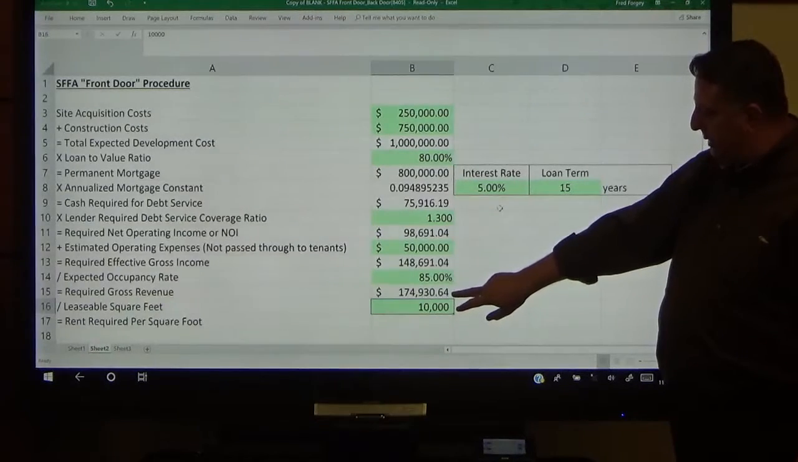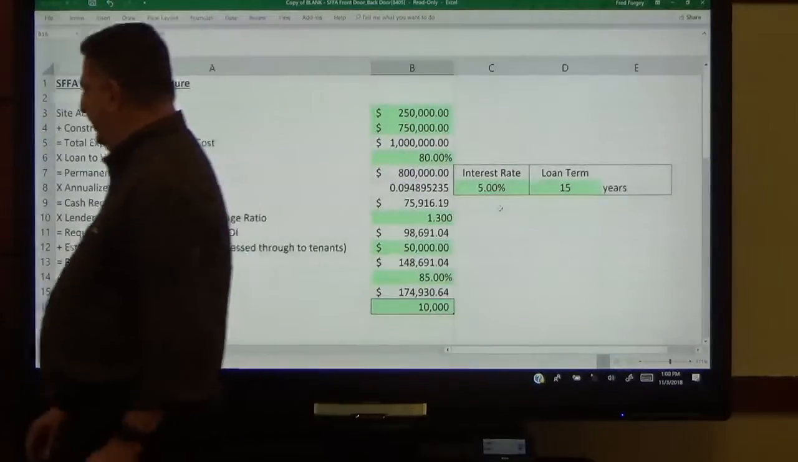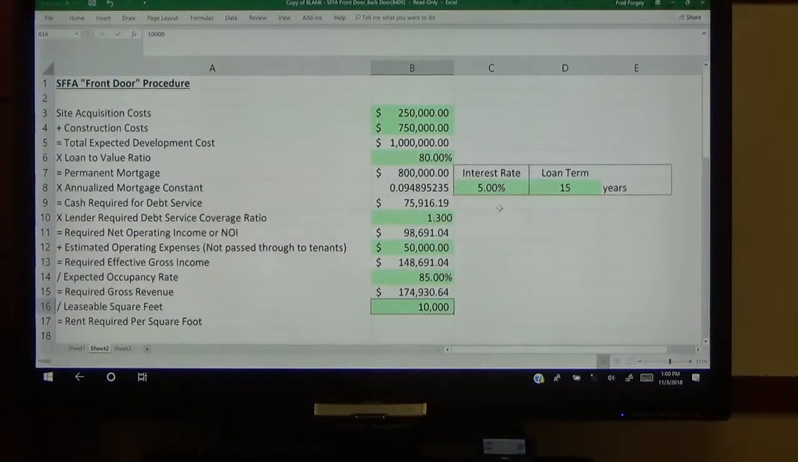So all you're going to do is take this number and divide it by however many square feet you have. And so $17.49 would be the rental rate per square foot per year that you would need to charge for this property in order to meet all of your financial obligations with your lender. Does that make sense?